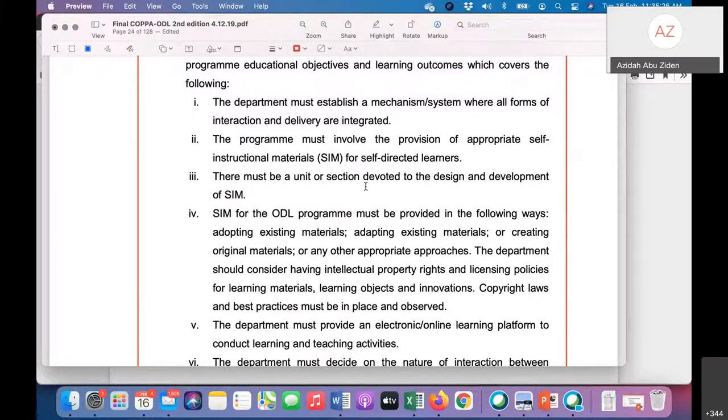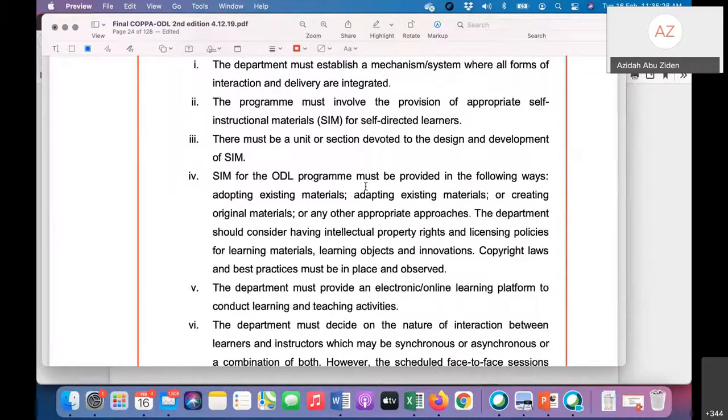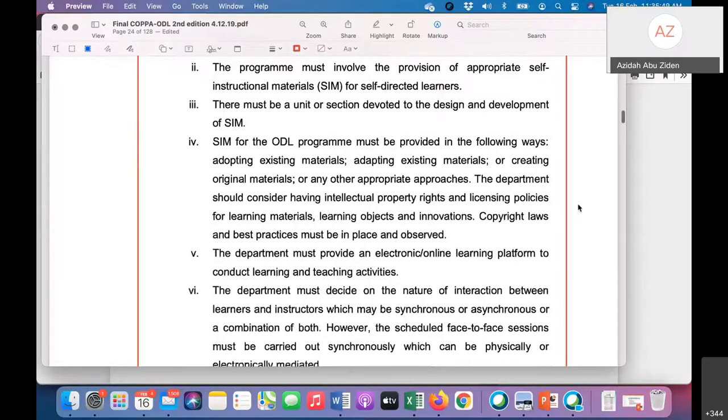Okay. And then there must be a unit, a section devoted to design and development of SIM. Okay, mesti ada unit or section yang menyokong ya, ataupun memang ada seorang instructional designer yang bantu pensyarah menyediakan SIM ini. Okay. So yang ini semua ada dalam dokumen COPA ODL, which is yang saya terangkan tadi, dia ada di sini.